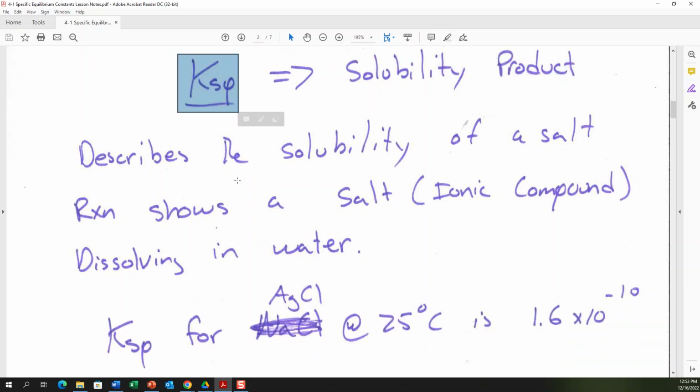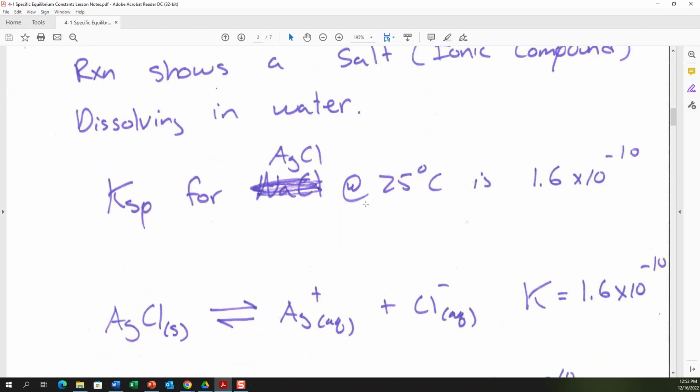So this number describes the solubility of a salt, of an ionic compound in water. And the reaction that the Ksp describes is not a chemical reaction, it's a physical change, but it shows solid salt dissolving into aqueous ions. That's the particular reaction. Let me show you what I mean by that. If I tell you the Ksp for silver chloride is 1.6 times 10 to the negative 10, notice that's a small number, and that's telling us that silver chloride is not very soluble in water. We already know that based on solubility rules, but this tells us how insoluble it is.